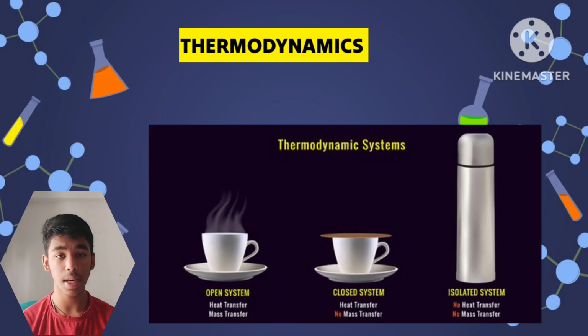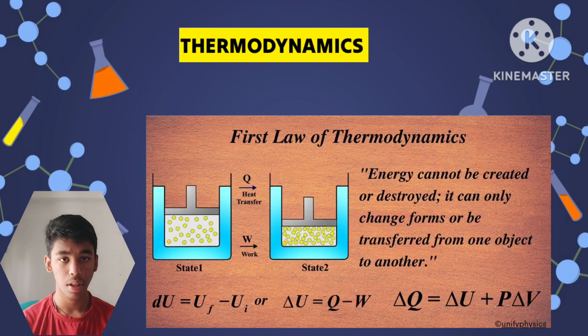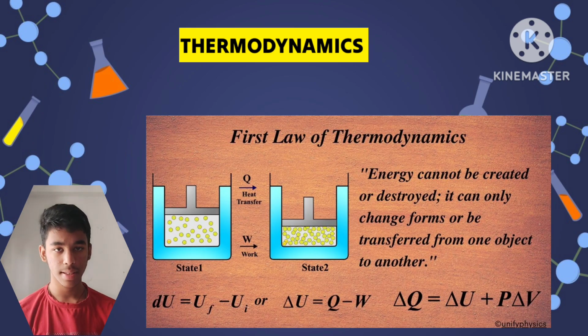And there is also the isolated system. What is an isolated system? An isolated system is a system in which the transfer of heat and the transfer of mass won't take place. No energy transfer will take place. The second type of system is a closed system. In a closed system, transfer of mass doesn't take place but transfer of heat takes place. And an open system is a system in which transfer of mass takes place and transfer of energy also takes place.